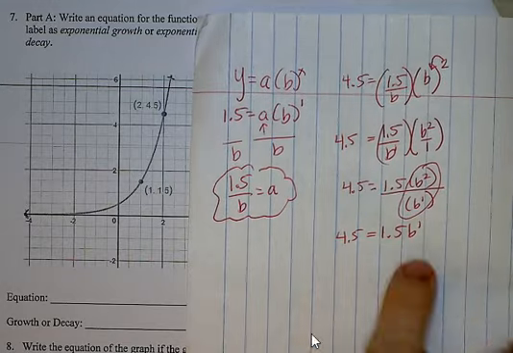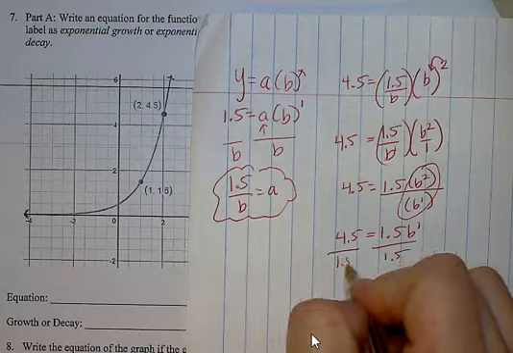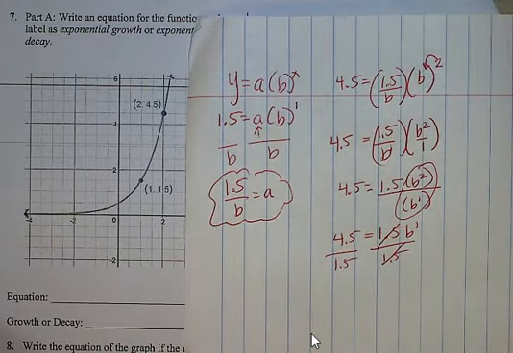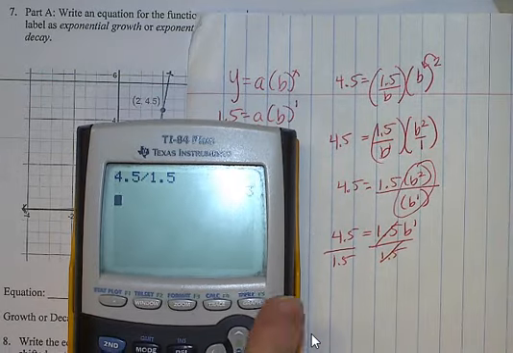Okay, let's isolate the b. Let's divide by 1.5. Grab your calculator and please take 4.5 divided by 1.5. And b is equal to 3.